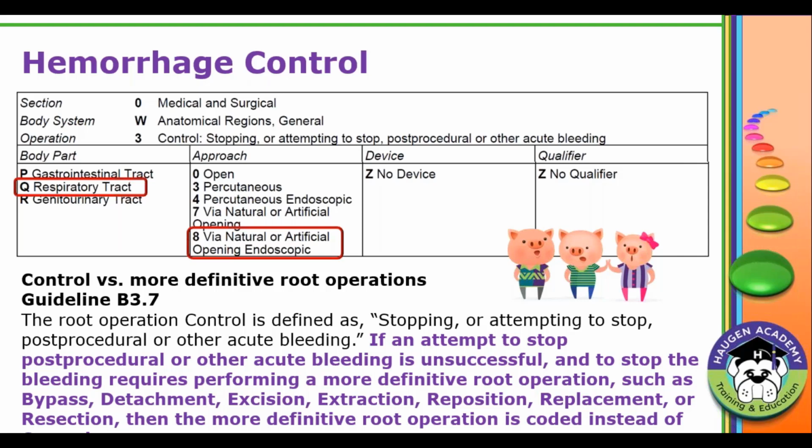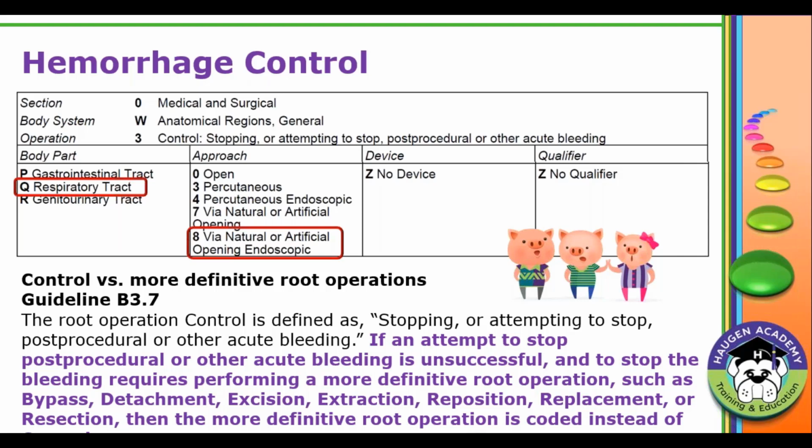But there is no control body part in the respiratory body system. In order to code hemorrhage control performed through a bronchoscope, the table is 0W3 and the body part is respiratory tract. It's a very generic body part, and the approach is via natural or artificial opening endoscopic. But remember, the control root operation is stopping or attempting to stop post-procedural or other acute bleeding. If you haven't looked at the guidelines in a few years, this has changed. It used to be reserved just for post-operative or post-procedural bleeding. Now it includes acute bleeding.